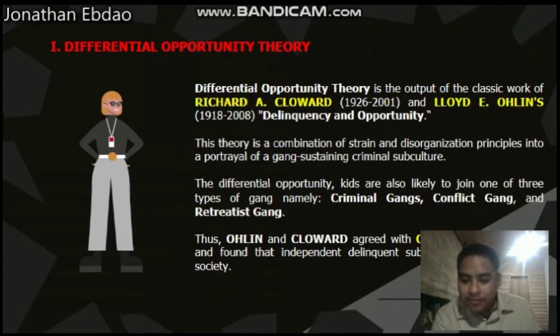The differential opportunity theory says kids are also likely to join one of three types of gang, namely the criminal gang, the conflict gang, and the retreatist gang. Ohlin and Cloward agreed with Cohen's previous findings that an independent delinquent subculture exists within society. Although Cloward and Ohlin believed that not all illegal acts are committed by gang youth, they are the source of the most serious, sustained, and costly criminal behavior in society.